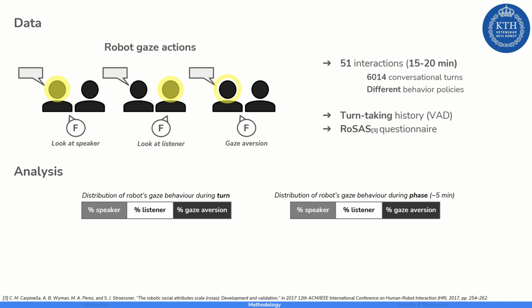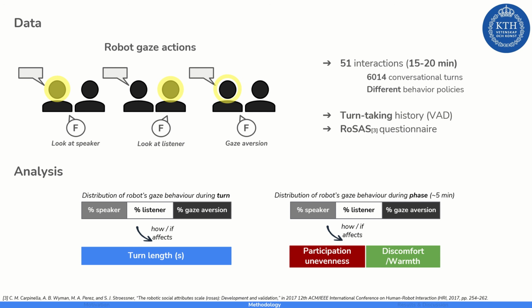And the analysis is pretty simple. We'll look at what the robot was doing either during a human conversational turn or during a phase of the interaction, which is around 5 minutes. And then we see if these behaviors are in any way affecting these different aspects of the interaction.